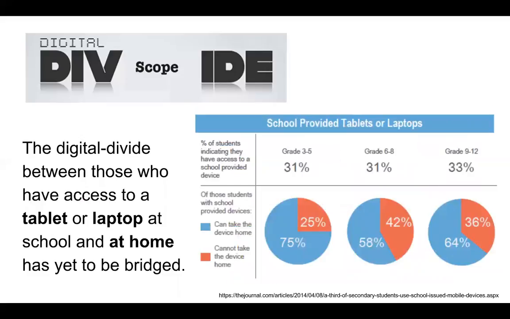And this shows that despite our efforts to bring computers into our schools, only 33% of 9th to 12th graders and 31% of 3rd to 8th graders have access to a school-provided device. And most of those students are not able to use these devices at home. The key here is a school may have 200 computers available, but if there are 1,000 students, they've only reached 20% of the population.